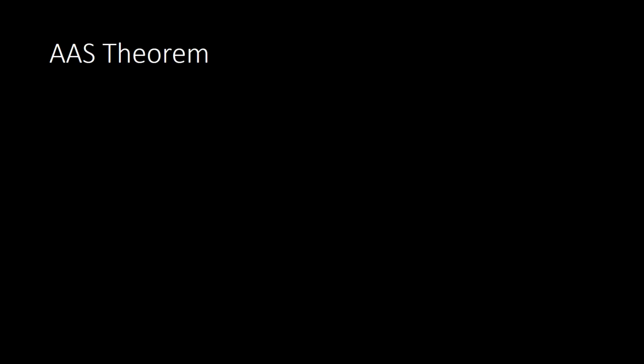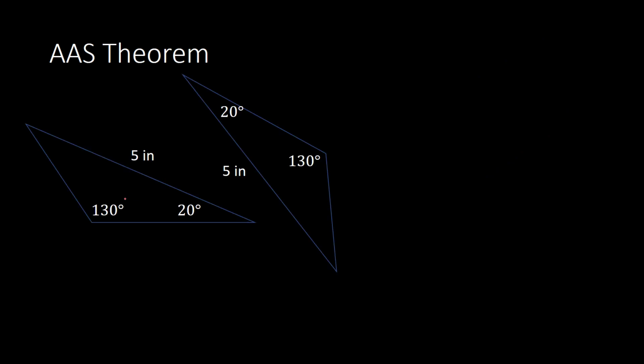Now here's an example of the angle-angle-side theorem. Example 1, we see that we have one angle congruent to another angle, and this angle is congruent to this angle, and then this side is congruent to this side. So because we have two angles congruent to two angles, and then this third side is congruent to this third side, we can conclude that we have congruent triangles.